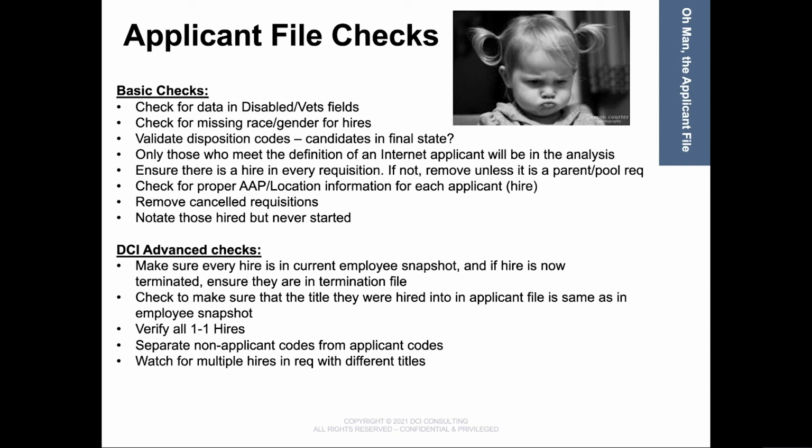So one-to-one hire: Mary applies for this job. She is the only person who applied for this job, so I hired her. So it looks like one hire, one applicant. We want to make sure we know the reason for those and that there aren't too many of one-to-one hires. Or if you use that parent rec or pool rec and hired Mary from there, we need to know that as well. Separate non-applicant codes from applicant codes. Just make sure we can understand your applicant codes and know who meets that definition. And then watch for multiple hires and recs with different titles. So we just want to make sure we can understand what happened.